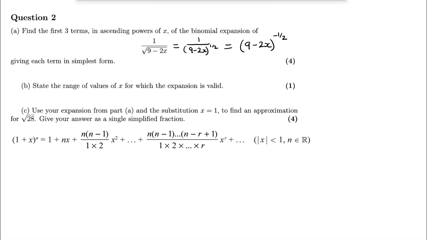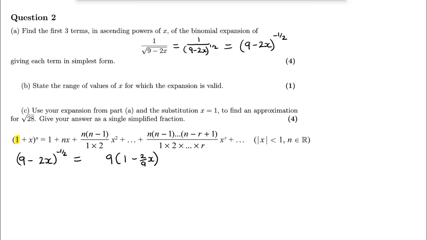Now, in this version of the binomial expansion, we need to make sure we have a 1 in the bracket. So the first thing I need to do before I get to using that is just rewrite this 9 minus 2x to the power of minus a half. So I would take out the 9 here.